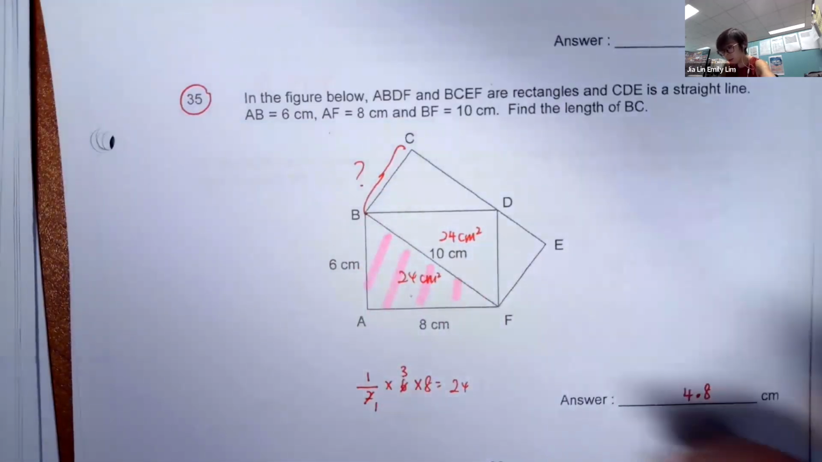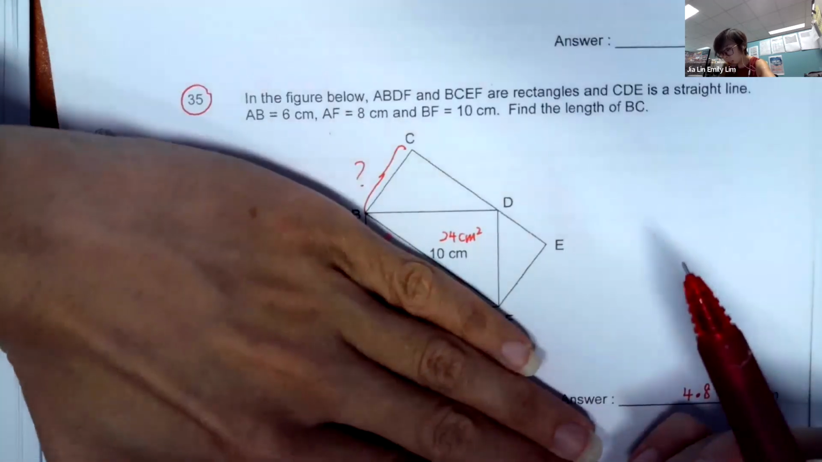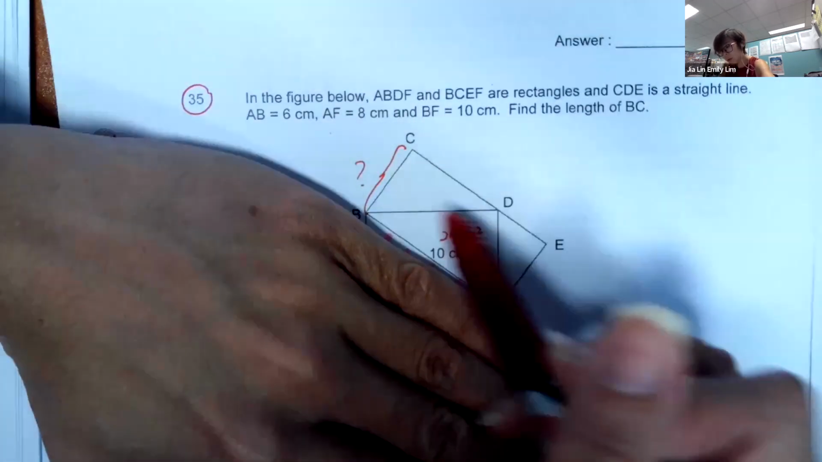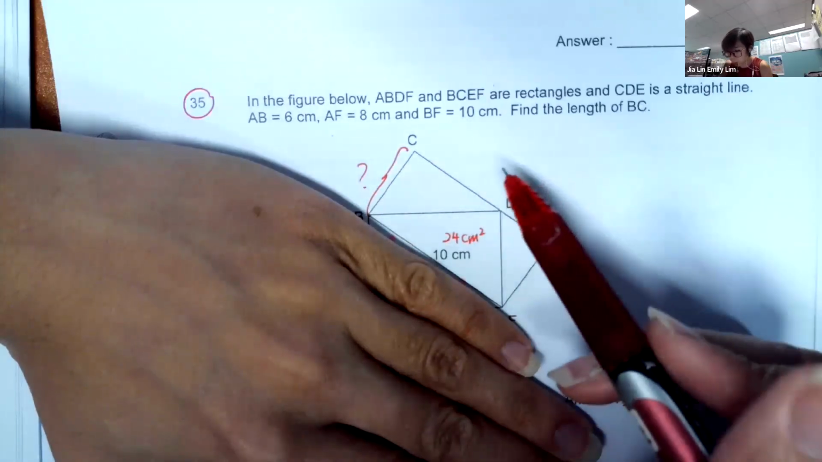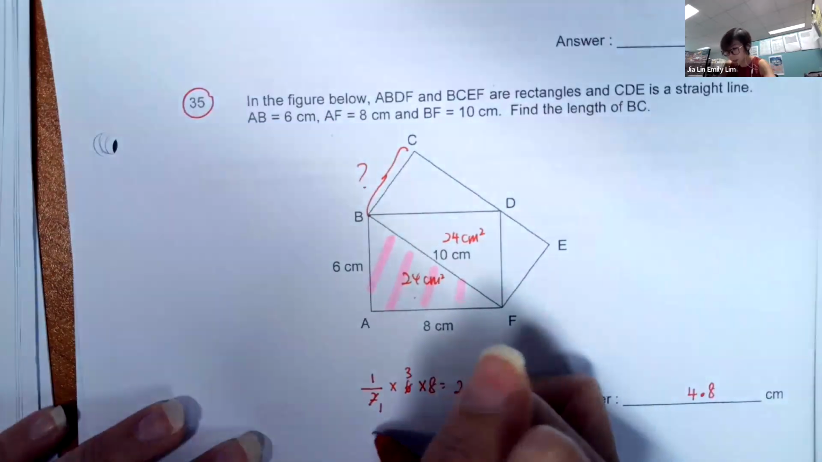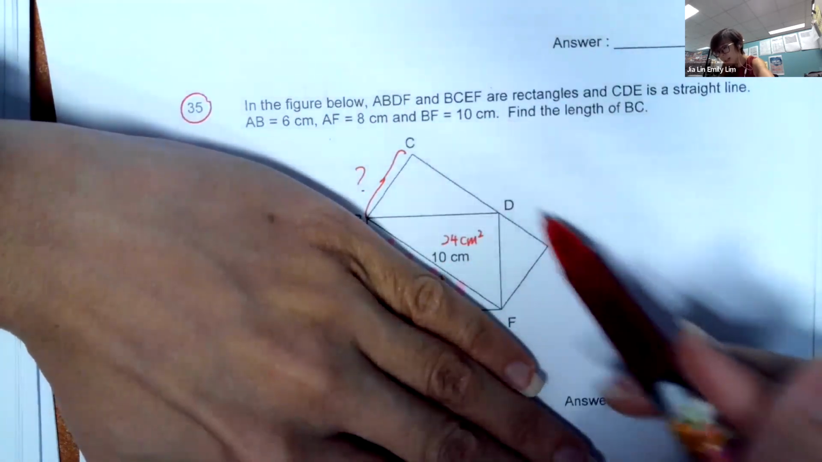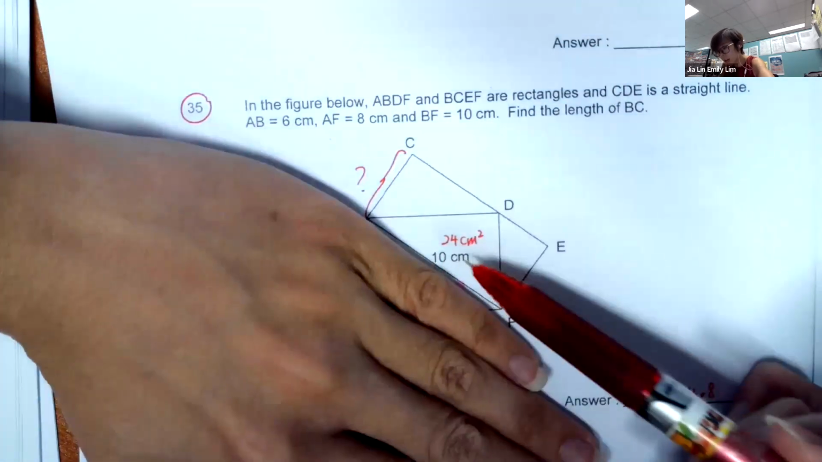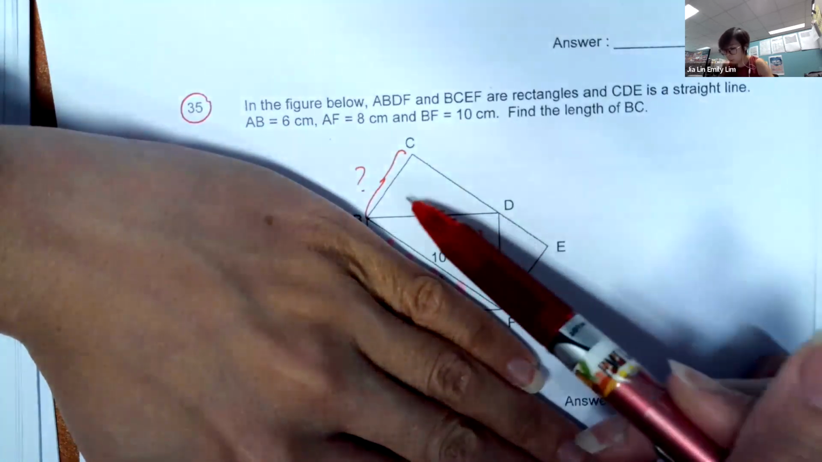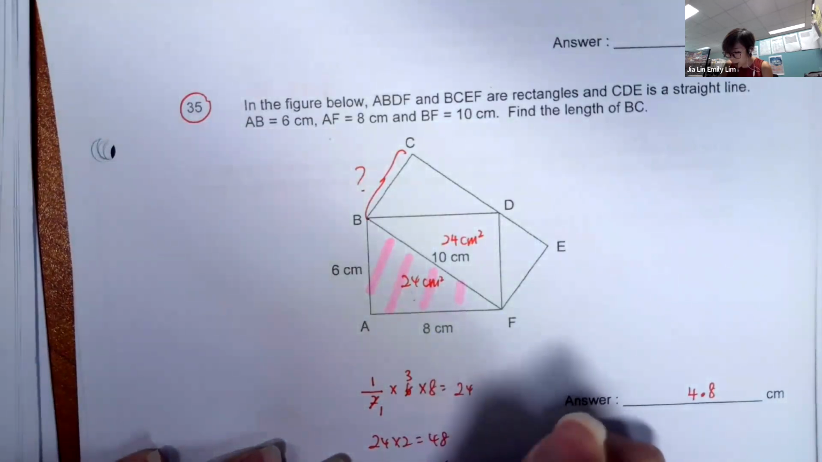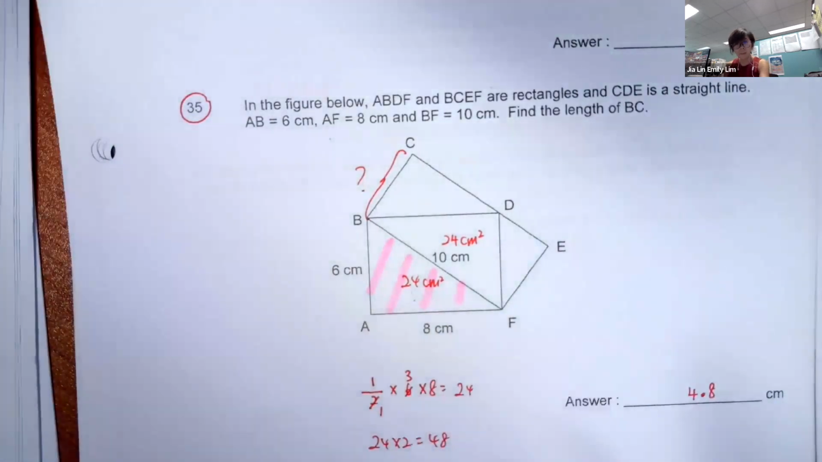And then if I cover this, what can you see? You can see that this triangle is actually half of this rectangle. So this full rectangle will be 24 times 2, 48. So this rectangle is 48 square centimeter. So I know length times breadth give you 48. I'm given the length 10, so the breadth would be 48 divided by 10, 4.8 cm. Okay, that's it.